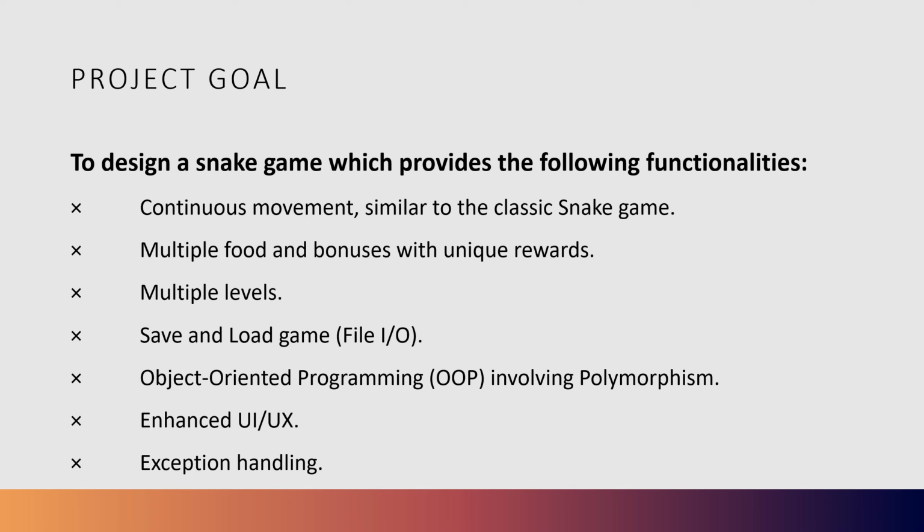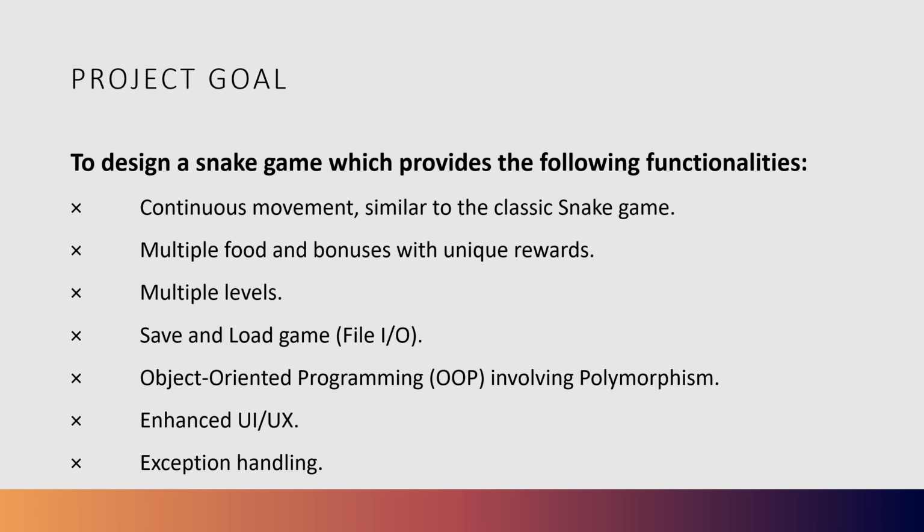It would have continuous movement, similar to the classic snake game. This would be different from our class's requirement for the snake game, where it would require us to input direction and the number of steps for the snake. For me, it's going to be continuous, which would mean the snake would move continuously when a key is pressed until it hits itself, a wall, or you press the key to change its direction.